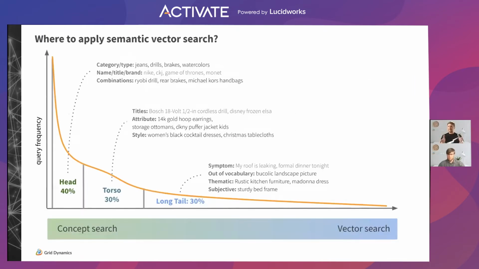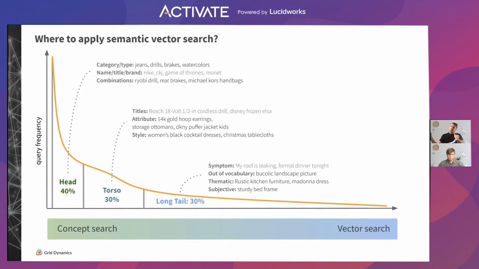So this is a great idea, but how to pragmatically apply it to the e-commerce solution? So if we look at the typical distribution of e-commerce, we will see that we have a combination of head, torso, and long tail queries. And head queries are usually very popular queries, and they're very simple, like it's category, name, title, combinations of those. And those queries are very well served by the typical traditional solution when we just match what customers are asking to the particular attributes of the products.